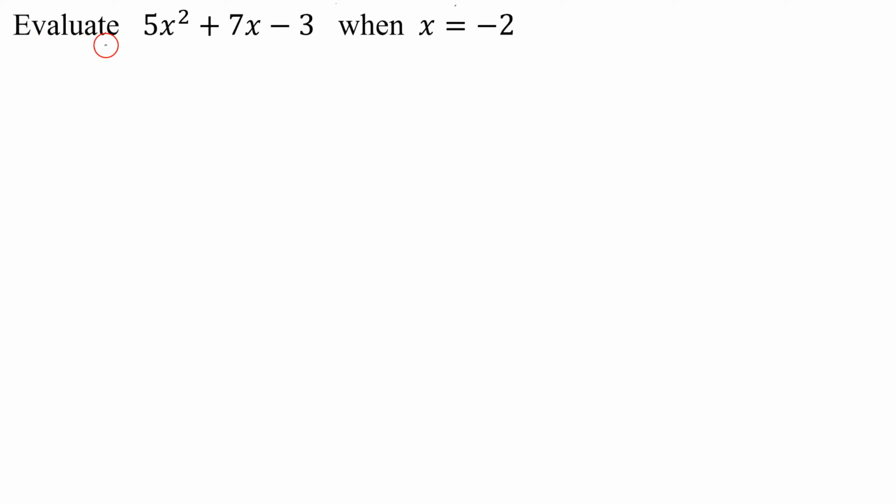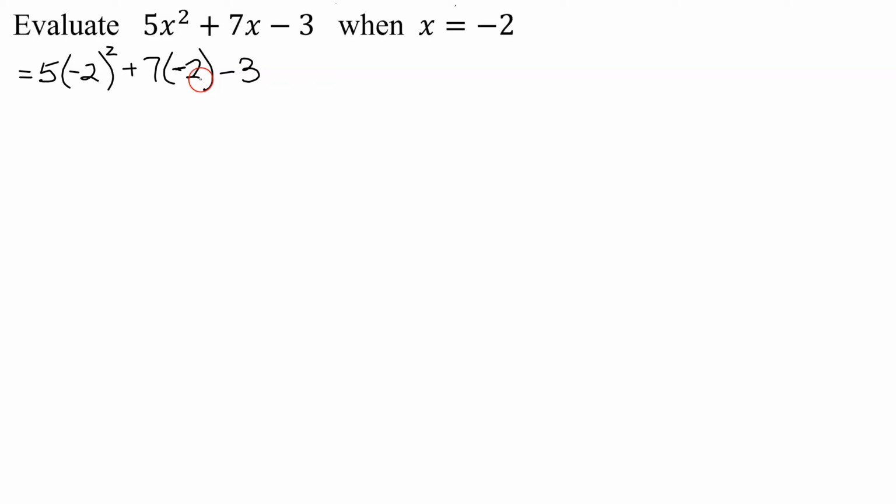In this problem, we need to evaluate this expression when x equals -2. So wherever I see an x, here and here, I'm going to substitute in -2. So I'm going to get 5 times x is -2, so (-2) squared because I have x squared, plus 7 times what's x? (-2) minus 3.